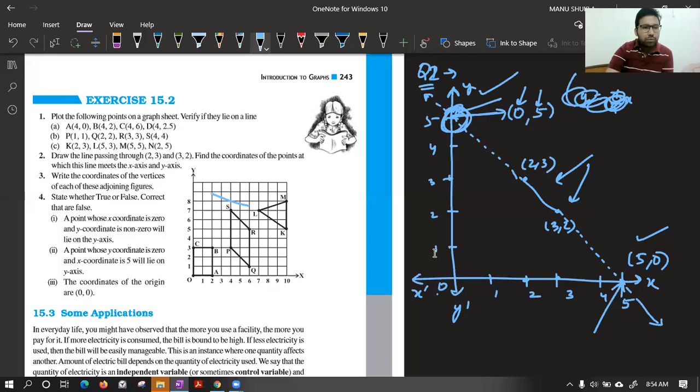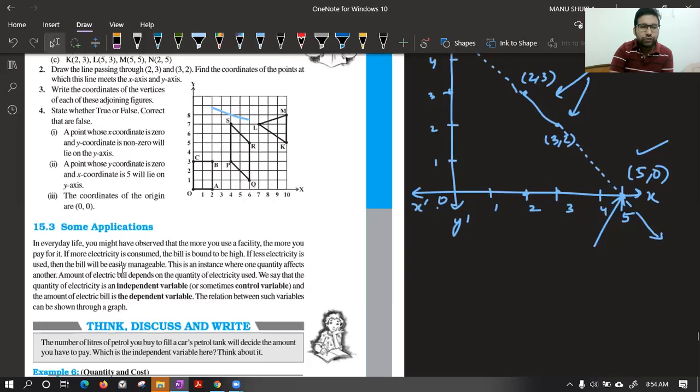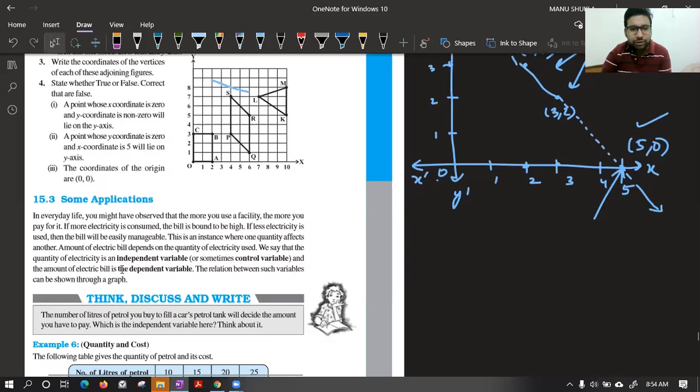Okay. Now question number 3 is write the coordinates of the vertices in the following figure. Saurabh, you will tell me first. Saurabh, you will only tell me what is the coordinate of A. Saurabh, tell me what is the coordinate of A. Others you can tell, but mainly it is from Saurabh. What is the coordinate of A, Saurabh?